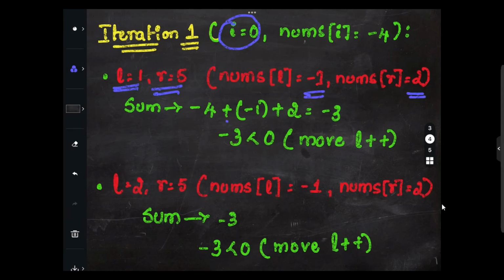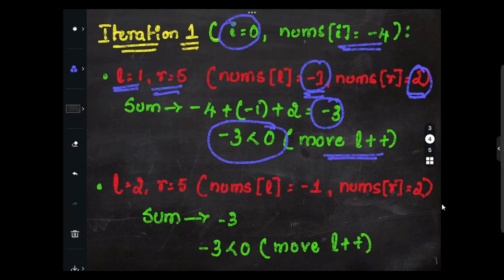So when we sum this up, minus 4 plus minus 1 plus 2 will lead us to minus 3, right? We are summing up this one, minus 4 as nums of I is minus 4, and this one we are considering minus 1 and 2. So this will lead to minus 3, and minus 3 is less than 0. Then we will move L. Why? Because the solution has to lead to 0 if we have to consider the triplet, right? Here we got minus 3, which is less than 0. So we will increment L here, the left pointer.